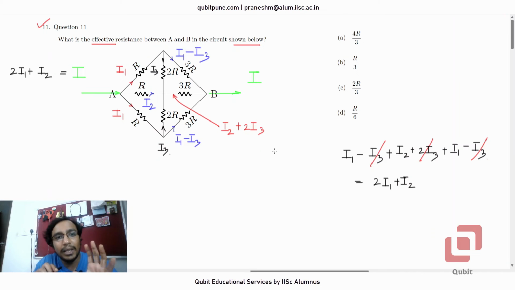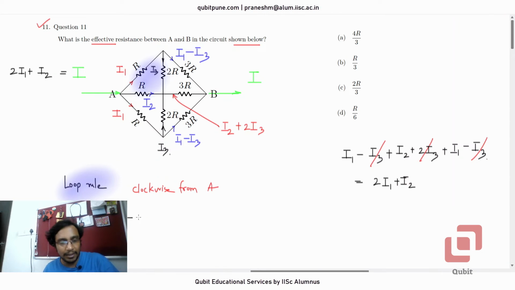Now what we want basically is the equivalent resistance or the effective resistance, right? So how are we going to calculate it? Let us apply the loop rule. Let us apply the loop rule for this triangular loop. Let us now trace it in the clockwise direction from A.